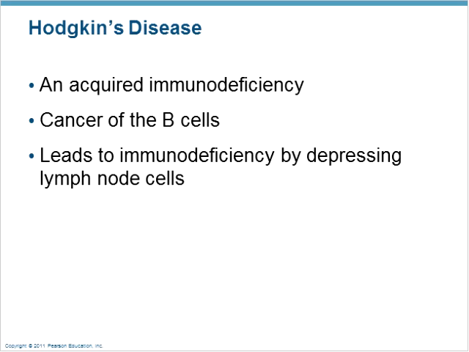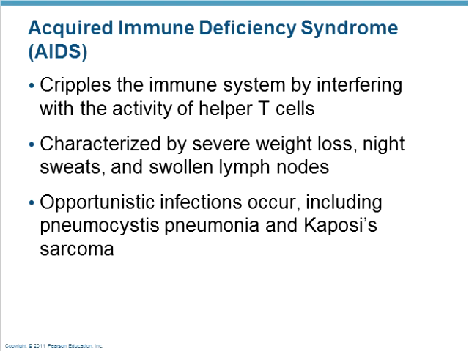There's Hodgkin's disease, which is an acquired immunodeficiency, which is cancer of the B cells. It leads to immunodeficiency by depressing lymph node cells. So Hodgkin's disease is a type of cancer that affects the lymph cells directly, B cells primarily. There's acquired immunodeficiency syndrome, AIDS, which cripples the immune system by interfering with the activity of helper T cells, so TH cells. It's characterized by severe weight loss, night sweats, swollen lymph nodes.